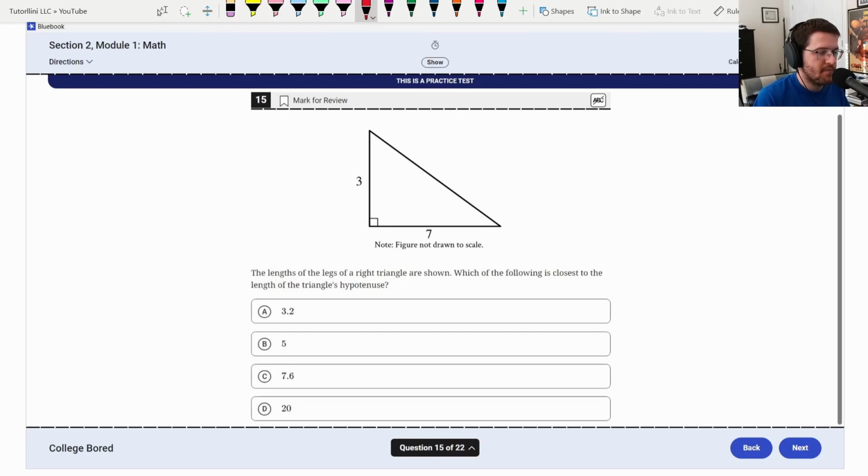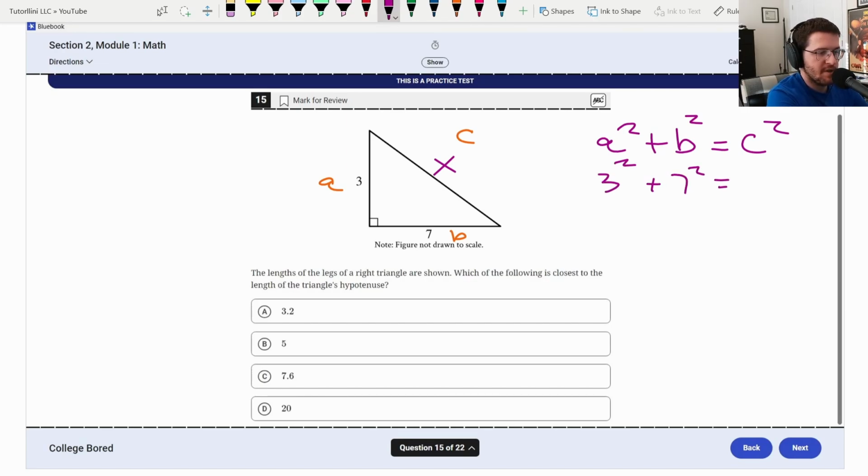Okay, question 15. So we want to find the length of the triangle's hypotenuse, that is the side across from the right angle, so why don't we label that with an x. Next, to find a missing side, we're going to use the Pythagorean theorem, which is on the reference sheet. A squared plus b squared equals c squared. A and b must be the legs. C is the hypotenuse. So why don't I call this one A, this one B, and then the hypotenuse is C. So 3 squared plus 7 squared equals x squared. And now we just figure out what 3 squared plus 7 squared is. That is 58.